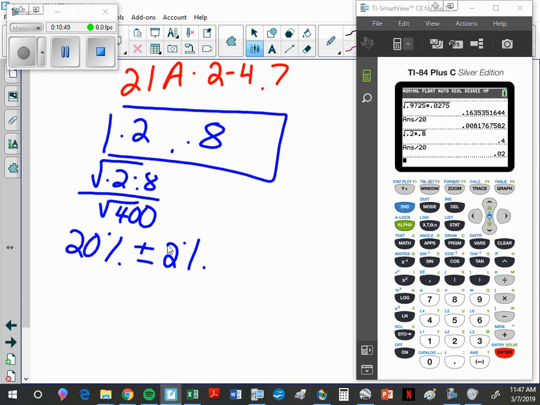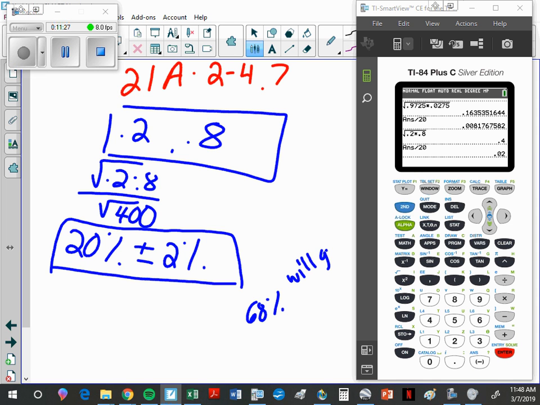2%. What does this mean? Interpret this. 68% of the people who play this game, who do surveys, will get 20%, give or take 2%. Okay? So this is saying 68% will get 20 plus or minus 2.